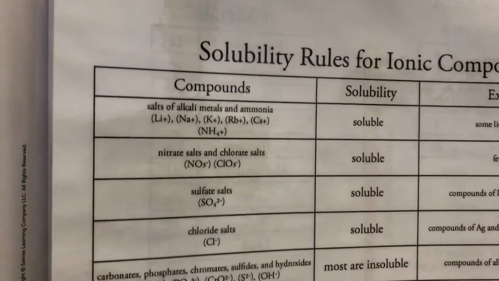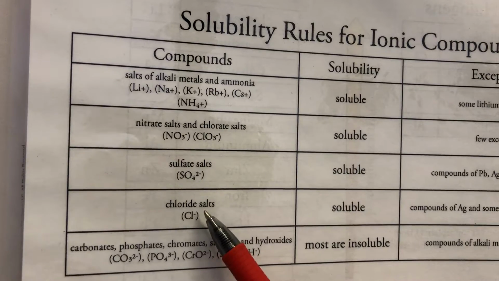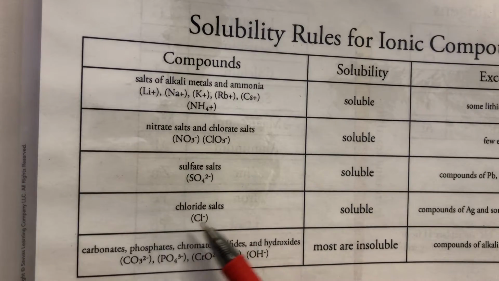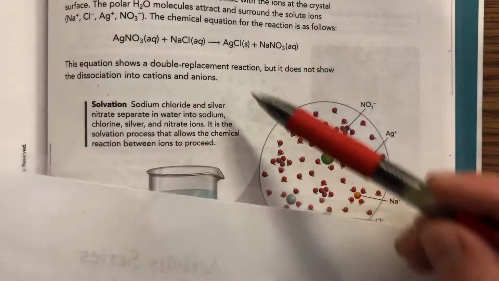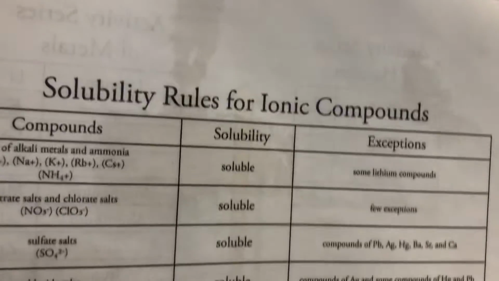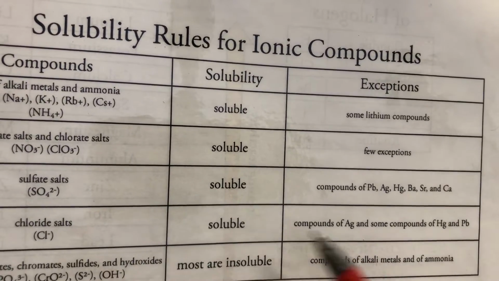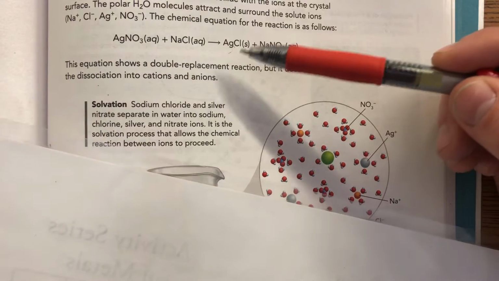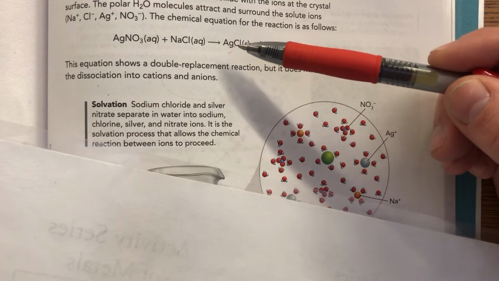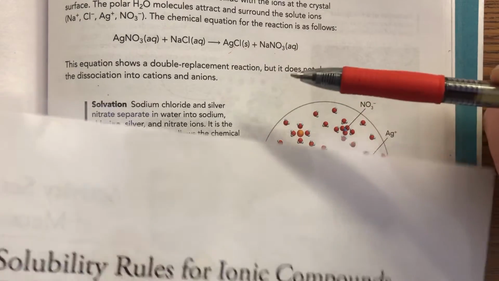The first one is silver chloride, so let's look for chlorine. There's chlorine. Chloride salts are soluble, right? And in the problem, it says it's a solid. But if we look at the exceptions, it says compounds of silver. Well, silver has made a bond with chlorine, so it's going to be a solid. It's going to be insoluble. It's going to fall out of solution.